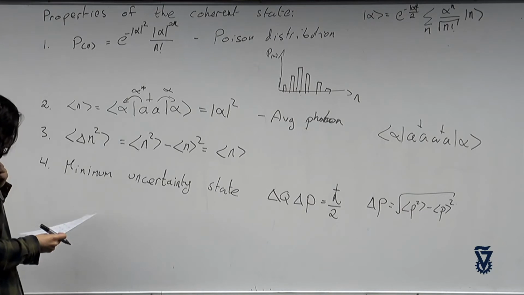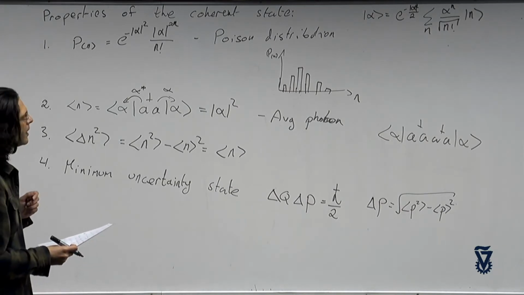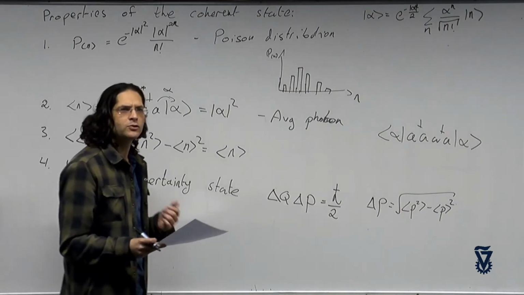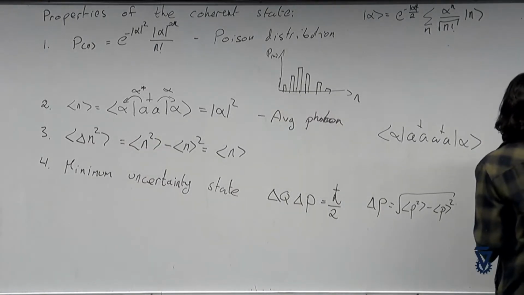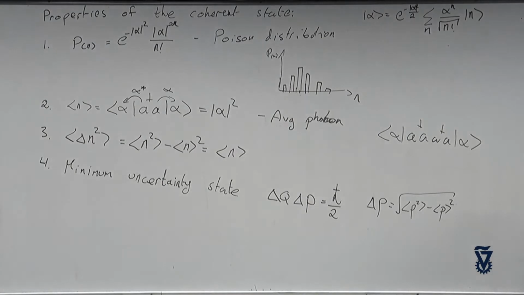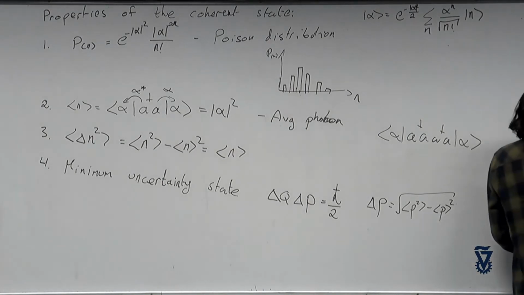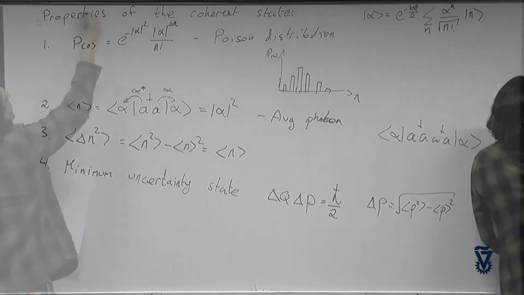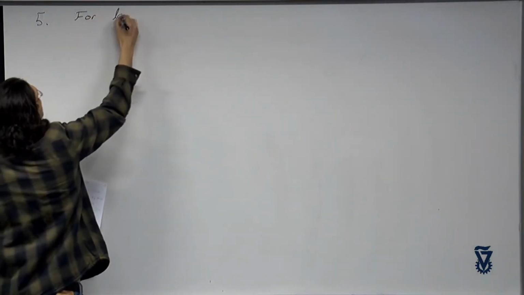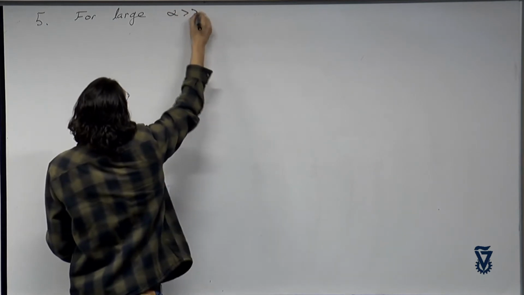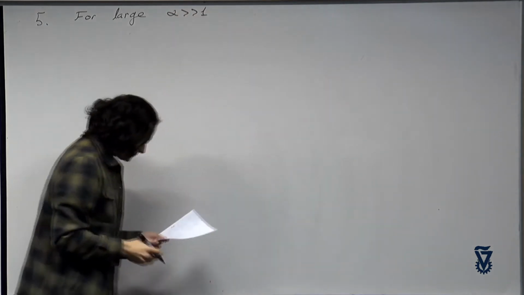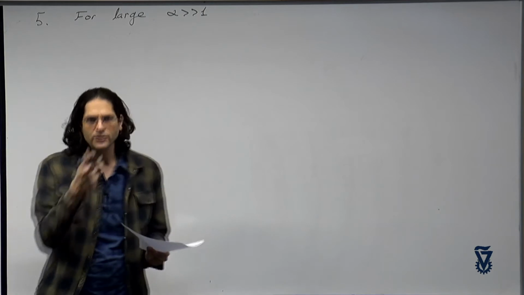Now the fifth property is maybe the most important and most relevant for us. I'll write it here on the next board. So number 5 looks at what happens for the state for large alpha, meaning alpha much larger than 1. Okay, so we have large amplitudes.